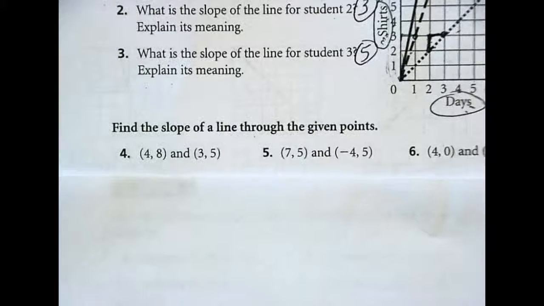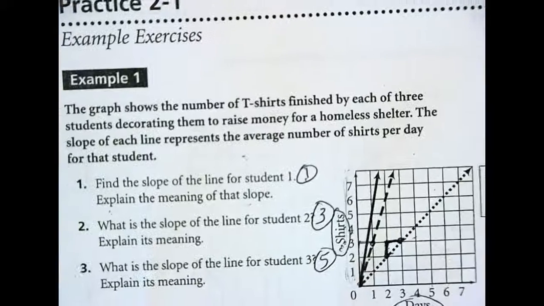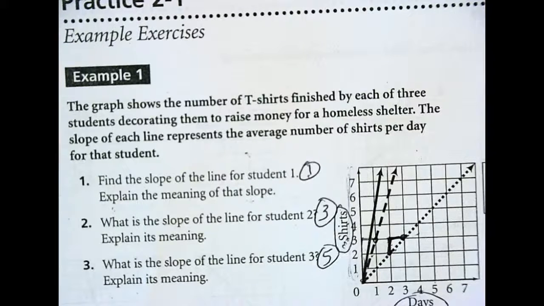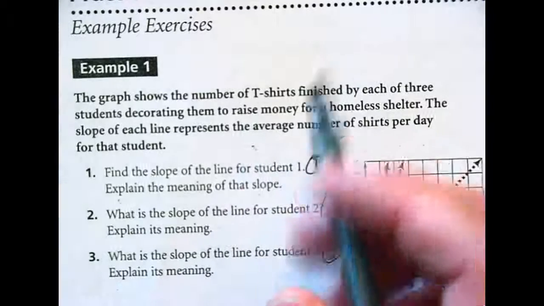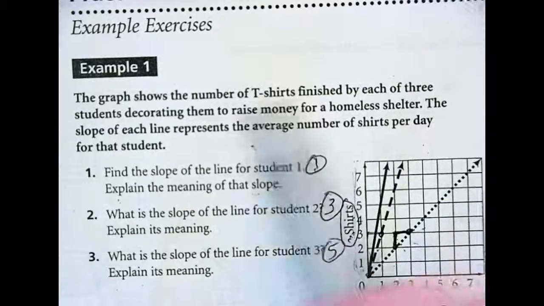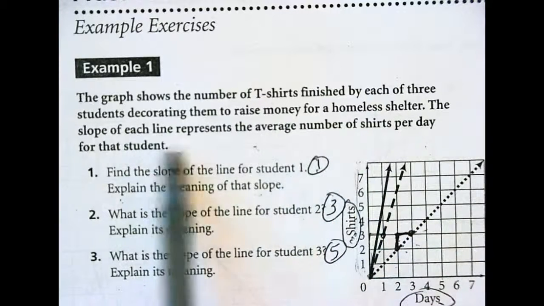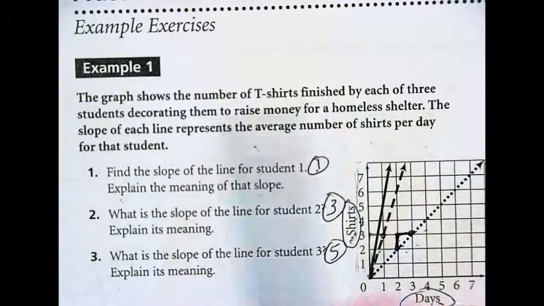When we say sold versus decorated, that's a big difference. I mean, if all I had to do was decorate shirts to sell them, that'd be sweet. I'd just sit there and color on them and say, look, and then they're gone. And I just made some money. Raise money for a homeless shelter. Yes. They had to sell them eventually. However, that's not what this graph shows. Okay? Right? The slope of each line represents the average shirts per day for that student. What did that student do? They finished decorating them to raise money.